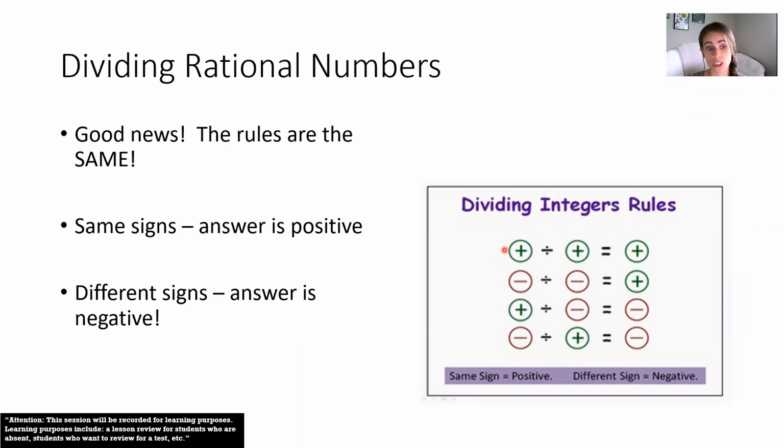So a positive number divided by a positive number equals a positive. A negative divided by a negative also equals a positive. But if they have different signs, then your answer will be negative. So if we have a positive divided by a negative, our answer is negative. A negative divided by a positive, our answer is negative.